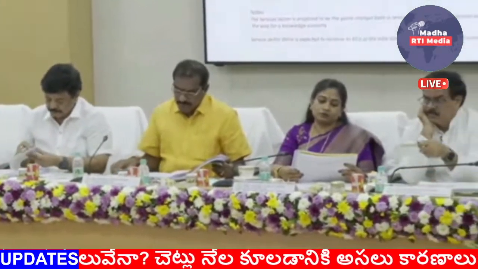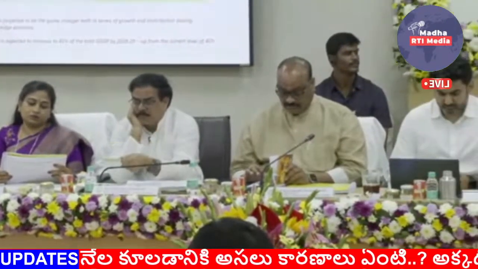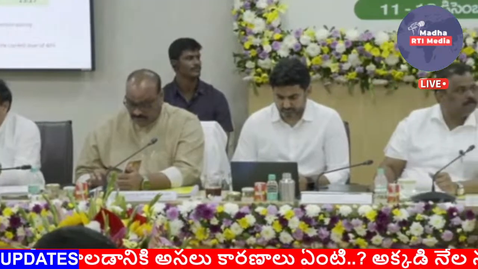Now, to achieve this 30 lakh crore of GSDP, we need an investment, an incremental ICOR, or incremental capital output ratio, of about 40 lakh crore.